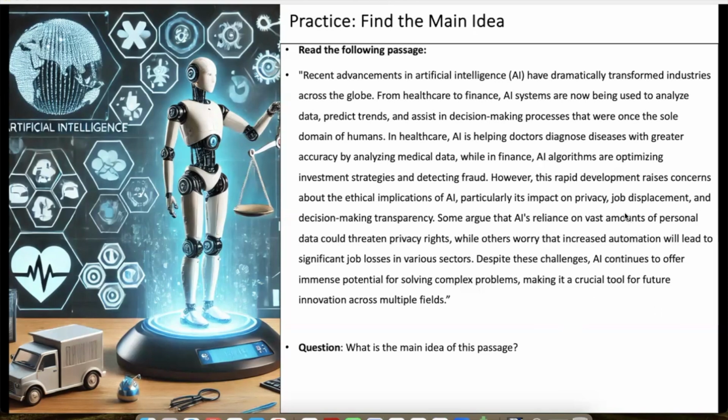Recent advancements. This is written by Shurishti. Okay, so I'm going to, because I have to leave out Shurishti wrote this one. Okay, this is not mine. Okay, written by one of your friends.